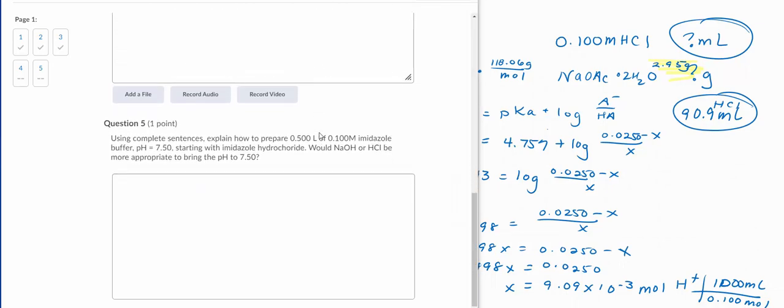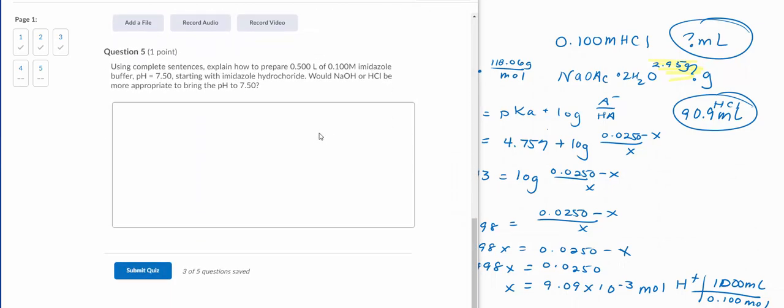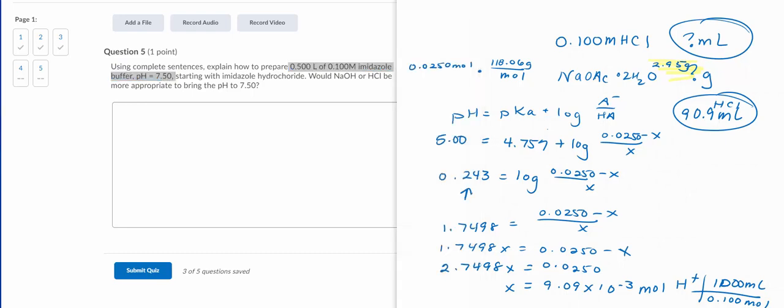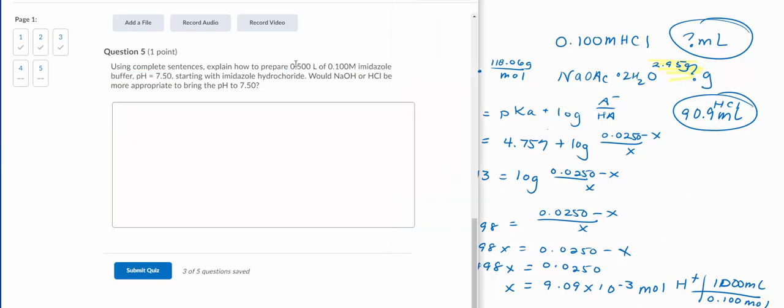And the last question on this homework for me is, using complete sentences, explain how to prepare this amount of imidazole buffer at a pH of 7.5, starting with the imidazole hydrochloride. This is actually number 19 in this chapter in Harris's book. And what we're going to do is weigh out about 0.0125 moles of the imidazole hydrochloride. Now that value is obtained by multiplying these two numbers together. That gives us the moles of imidazole hydrochloride.